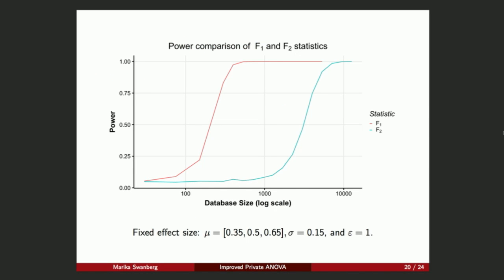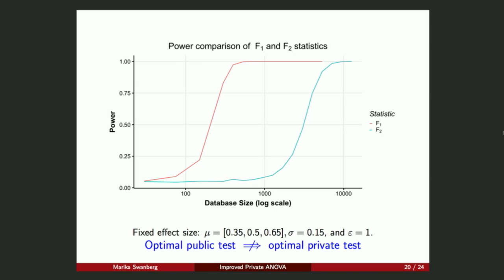And here are our results. This is, again, a power plot. We again fixed the effect size, and on the x-axis, we're varying the database size. And we're checking to see how likely it is that we actually detect this effect. So this blue line, the F test, was the previous ANOVA that I showed you. We need over 1,000 data points to detect any effect. And this red line is our test now. And we found that we need roughly 500 data points to detect that effect.